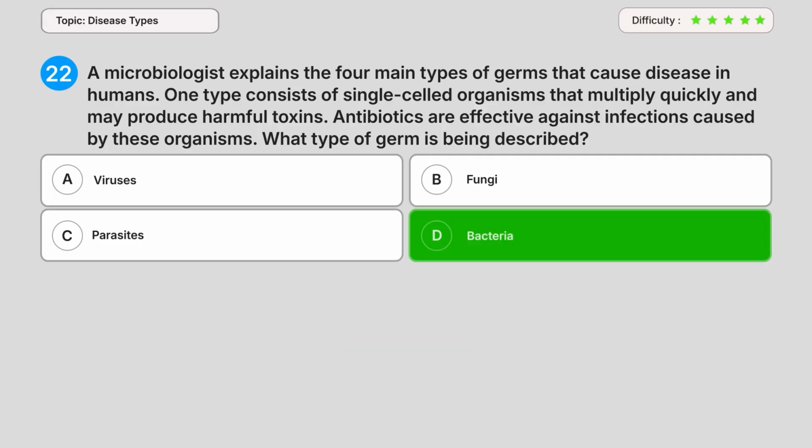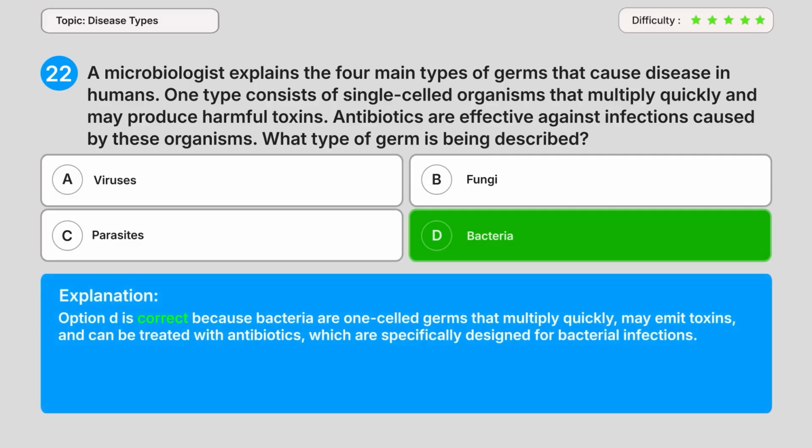Correct answer, D. Bacteria. Explanation. Option D is correct because bacteria are one-celled germs that multiply quickly, may emit toxins, and can be treated with antibiotics, which are specifically designed for bacterial infections.